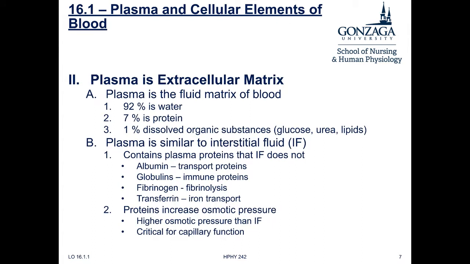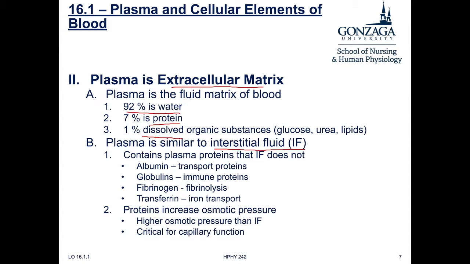Let's cover a couple extra points to emphasize in regards to the plasma. It is considered the extracellular matrix of the blood, and like I said earlier, it is a majority water, and then the remaining 8% is a combination of the various proteins that I just went over, and 1% dissolved organic substances. The last thing I want to emphasize is that plasma is very similar in features to the interstitial fluid, the fluid between cells.